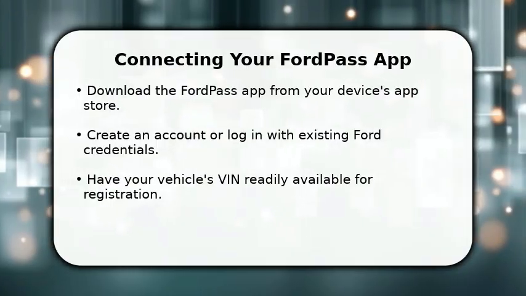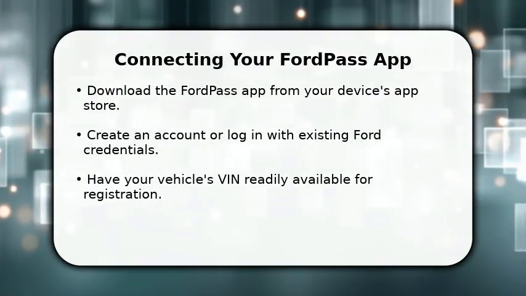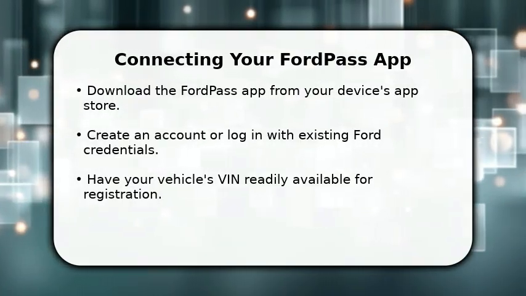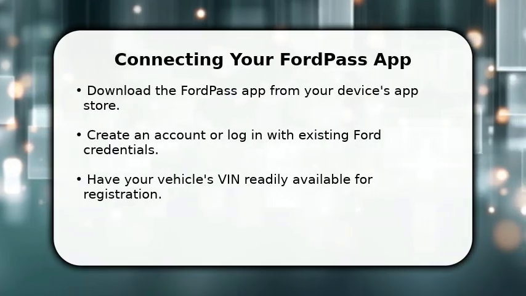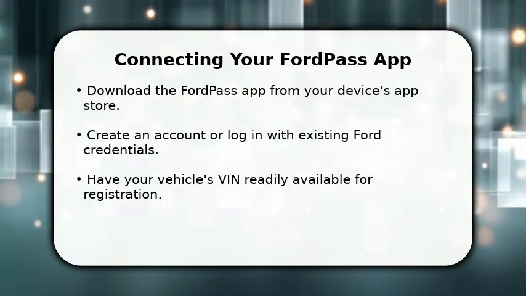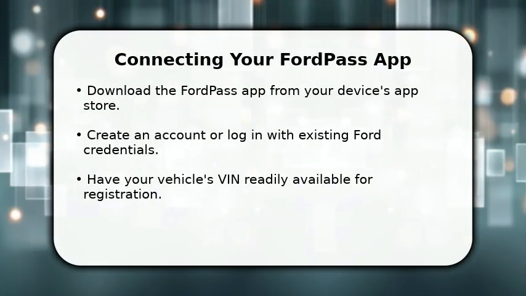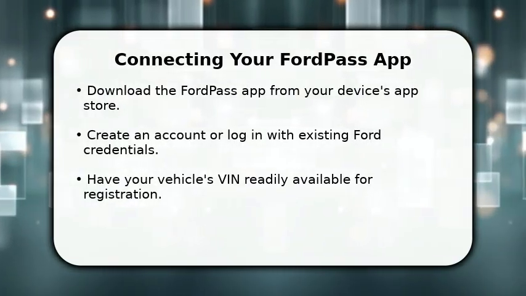In this video, I will explain how to connect your Ford Pass app. First, download the Ford Pass app from your smartphone's app store. Once installed, open the app and either create a new account or log in using your existing Ford credentials. Make sure you have your vehicle's VIN handy, as you'll need it to register your car within the app. This initial setup is quick and gets you ready for the next steps.